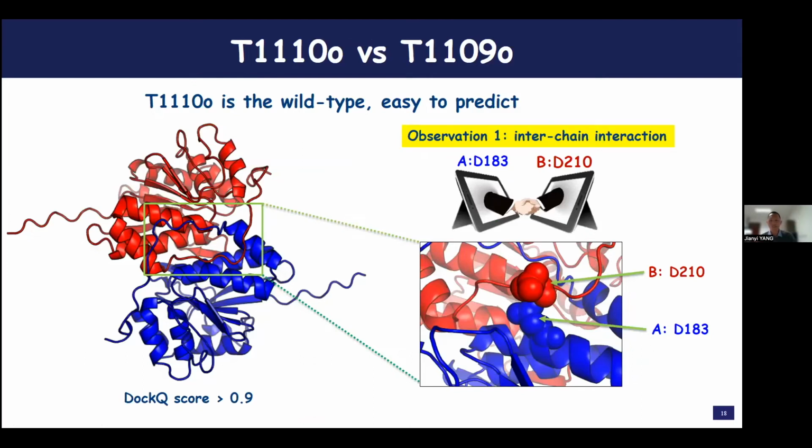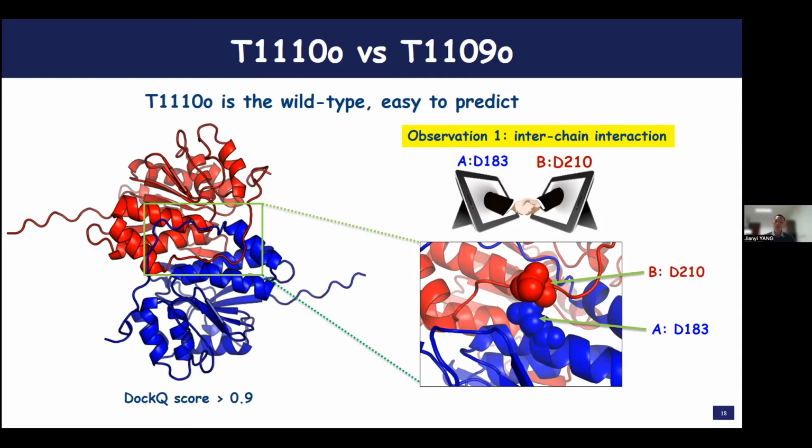So I have 10 minutes. For this target, this protein oligomer, protein assembly, first for this wild type, the AlphaFold2 multimer model I think is very accurate, with a DockQ score larger than 0.9. And because another target, T1109, is a mutated version of this target, and it changes structure, we look into this structure closely.